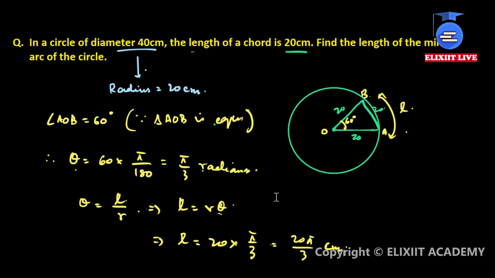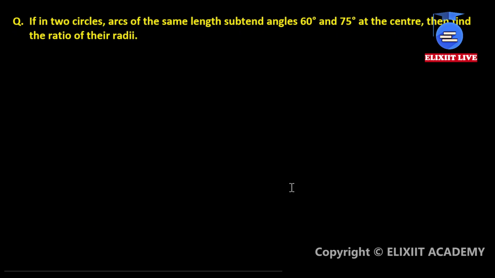Okay, good. Chalo. Next. Solve this, you yourself solve this. If in two circles arcs of the same length subtend angles of 60 degrees and 75 degrees at the center, find the ratio of the radii.